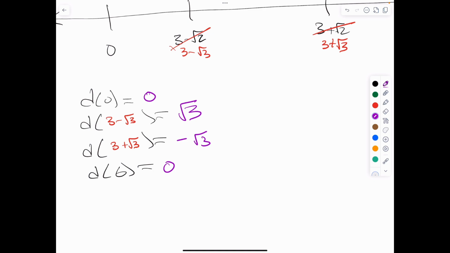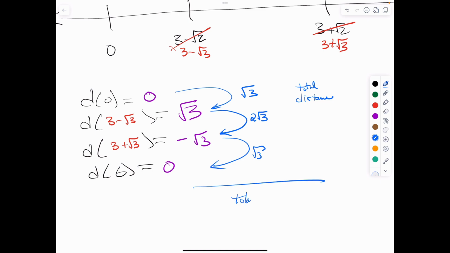Okay, so now we see how far we've traveled. From here to here, we've moved radical 3. From here to here, we've gone 2 radical 3. And then from here to here, I've gone radical 3. So let's see, that's a total distance of 4 radical 3. All right, hope this helps.